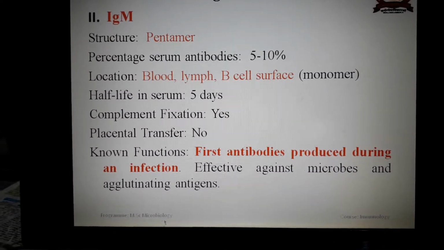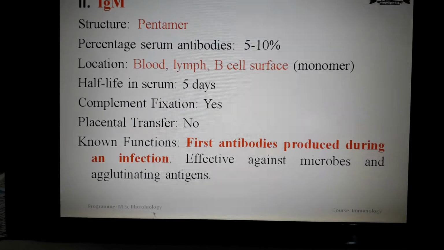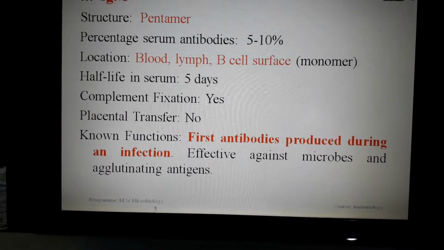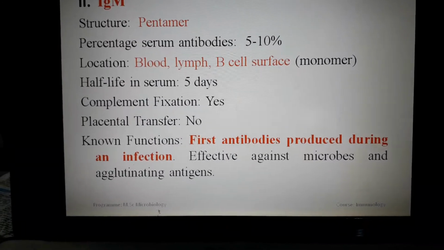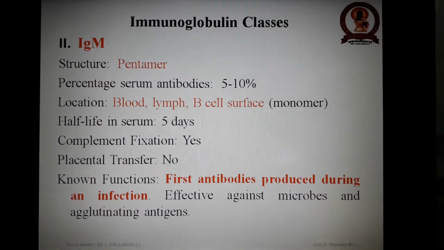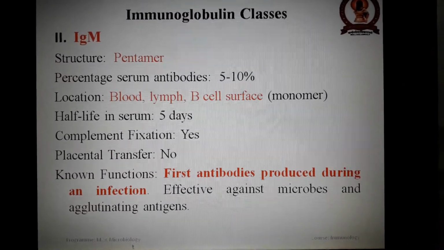This antibody will not cross the placenta, and the main function of this immunoglobulin is that it is the first antibody produced during an infection. So if this particular antibody is present in our serum, it gives an indication that our body is suffering from an infection, or our body has been invaded by a bacteria or a virus.